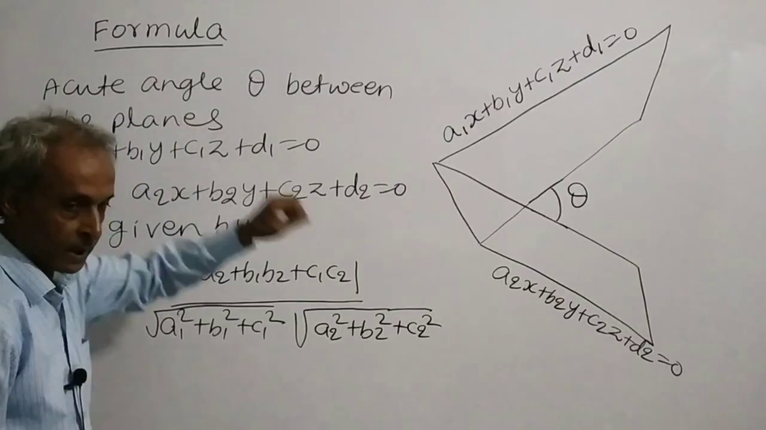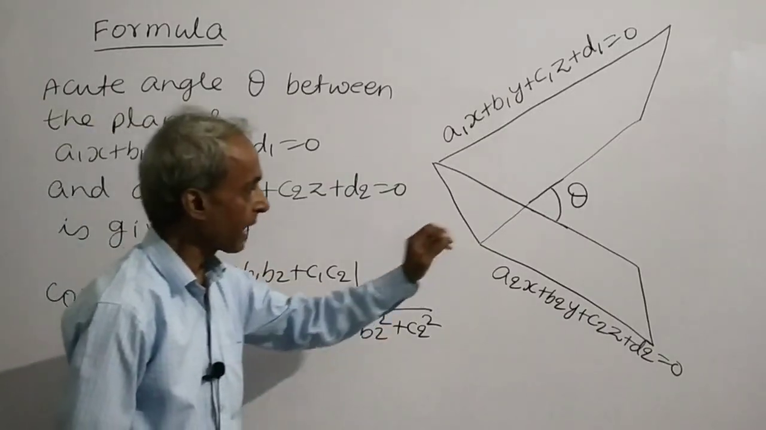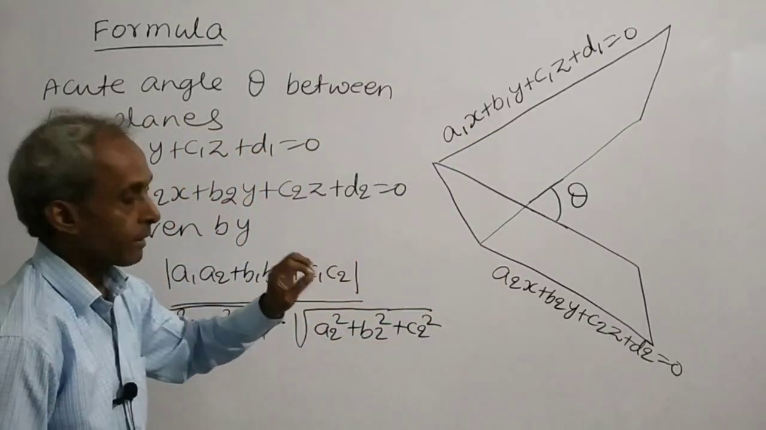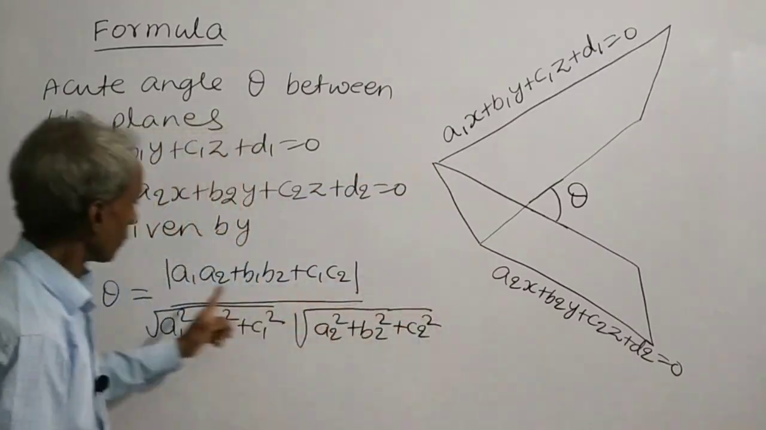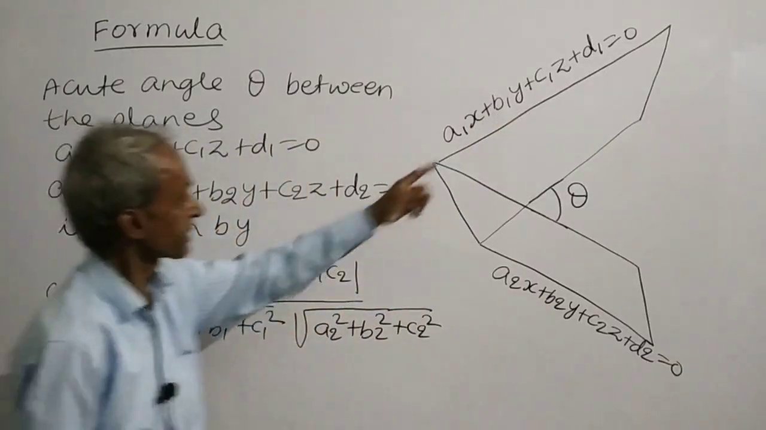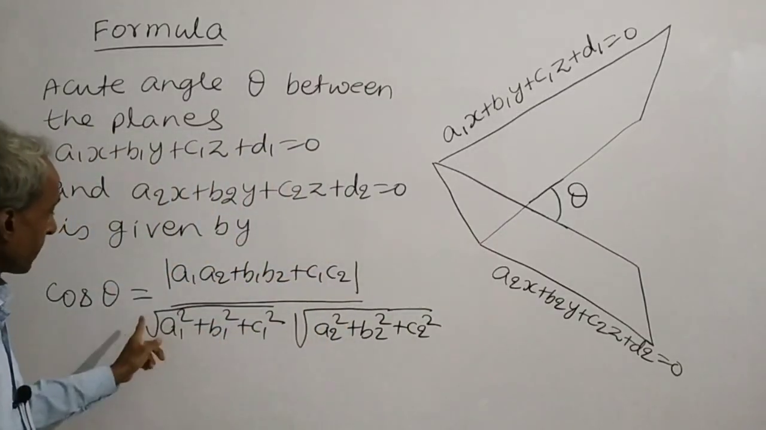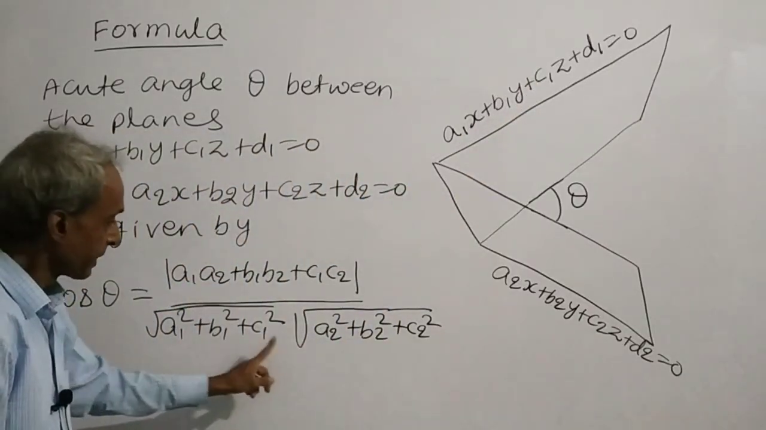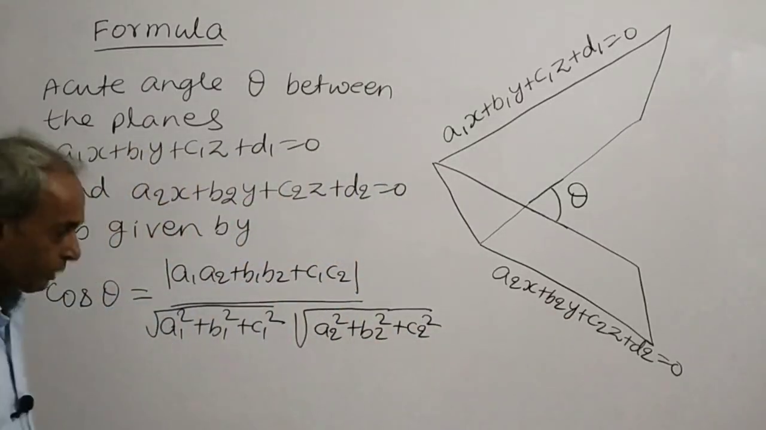By using this formula, I will check option D. If theta is the acute angle between two planes, then cos theta is equal to mod of A1 A2 plus B1 B2 plus C1 C2, divided by root under A1 square plus B1 square plus C1 square times root under A2 square plus B2 square plus C2 square.